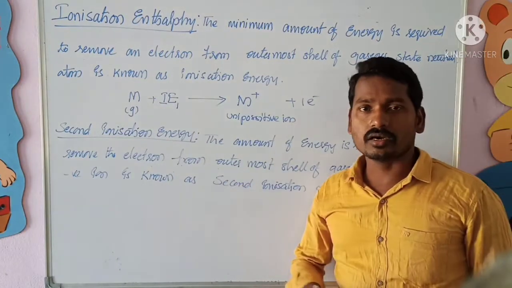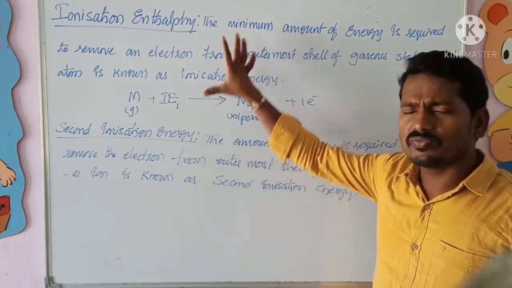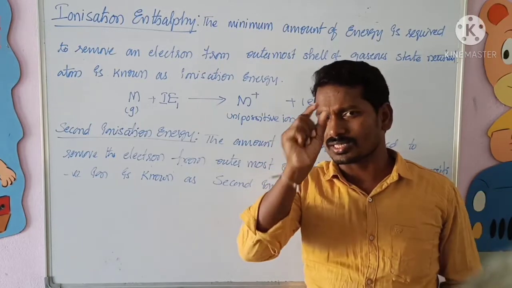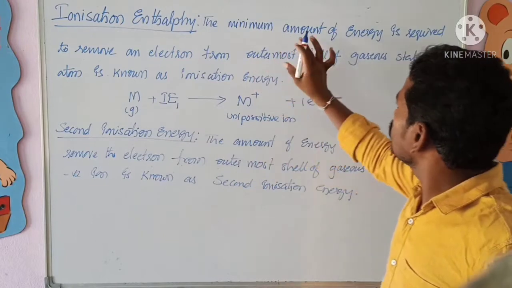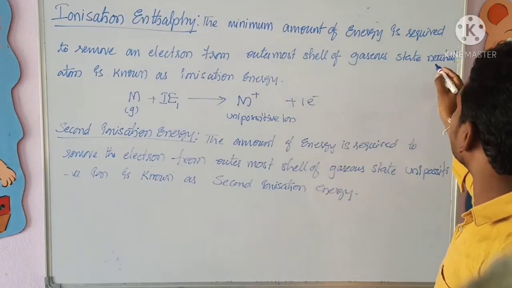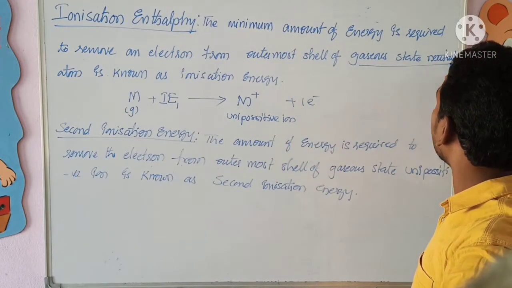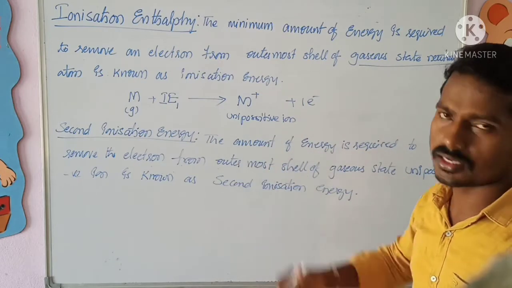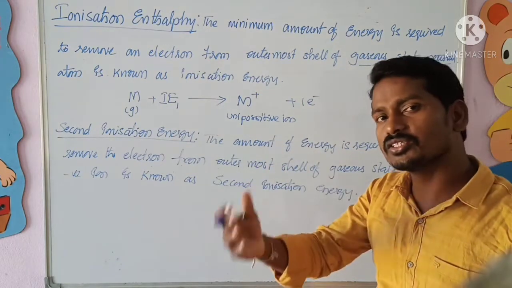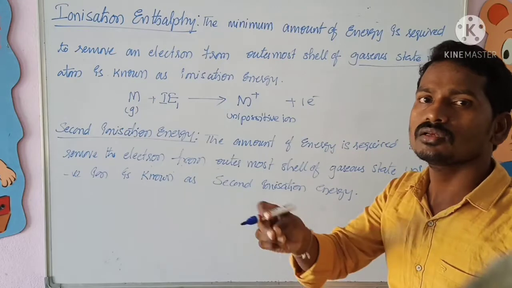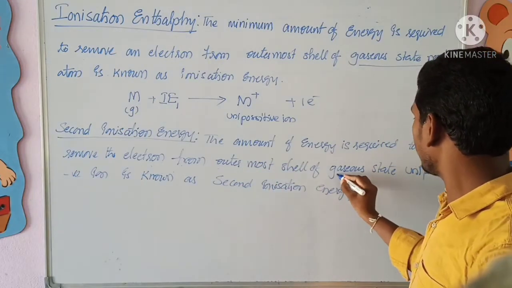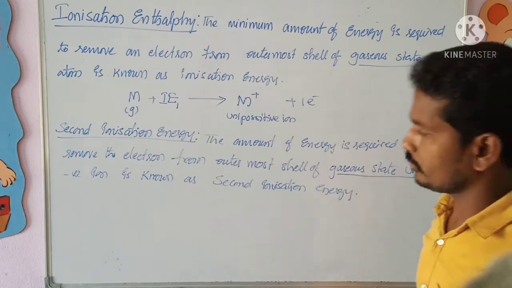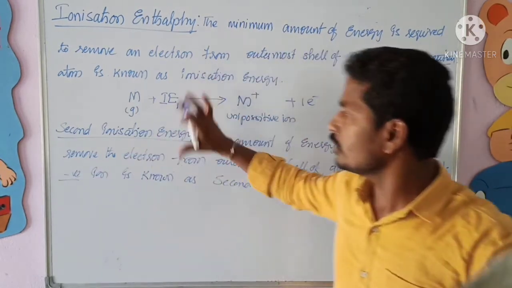And this is the second ionization energy. Then both are almost equal, but the slight difference is that in the first ionization energy you apply the energy on a gaseous state neutral atom. In the second case you apply the energy on the same atom but in the unipositive state. So the gaseous state unipositive ion is the difference.